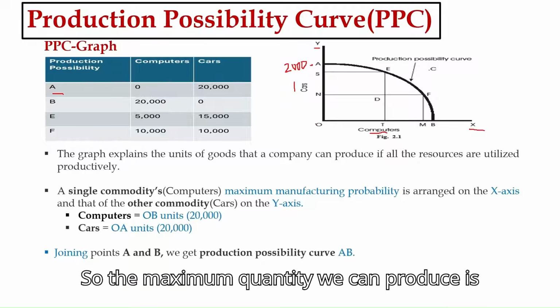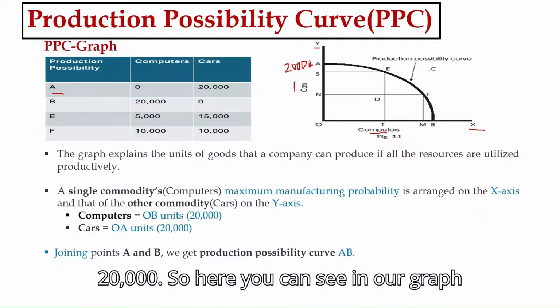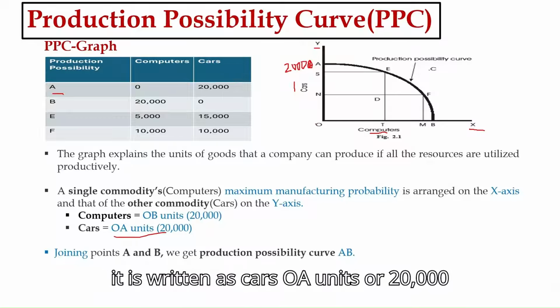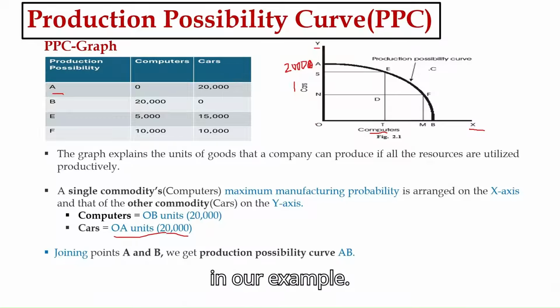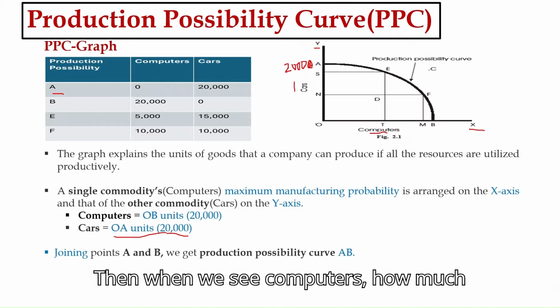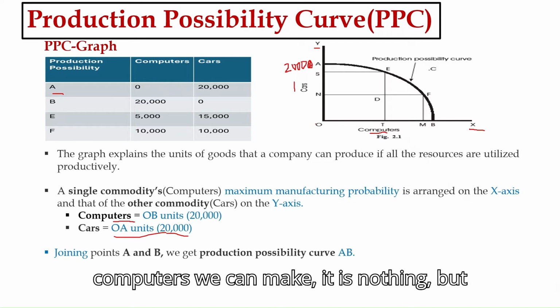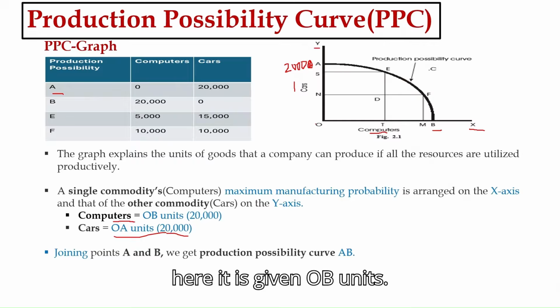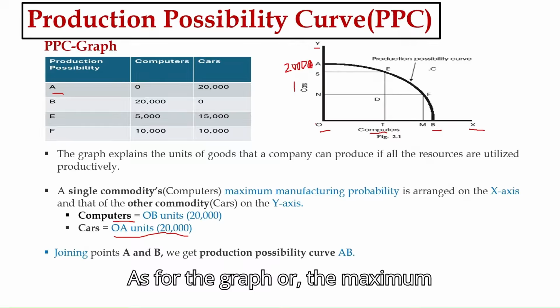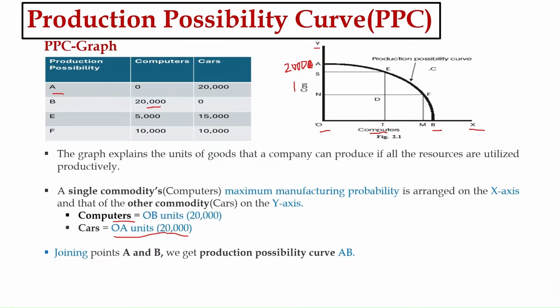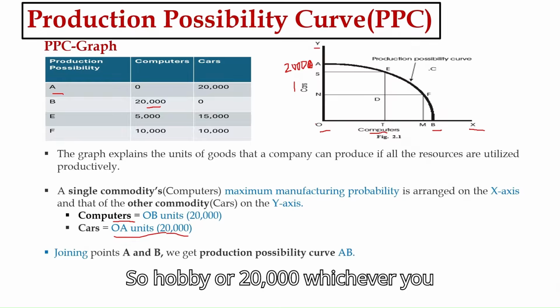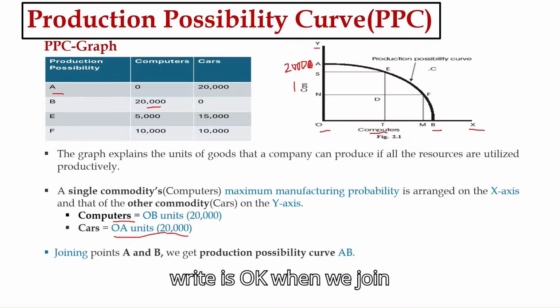So the maximum quantity we can produce is 20,000. Here you can see in our graph it is written as cars OA units, or 20,000 in our example. Then when we see computers, how many computers we can make, here it is given as OB units as per the graph, or the maximum quantity is 20,000. So OB or 20,000, whichever you write is okay.